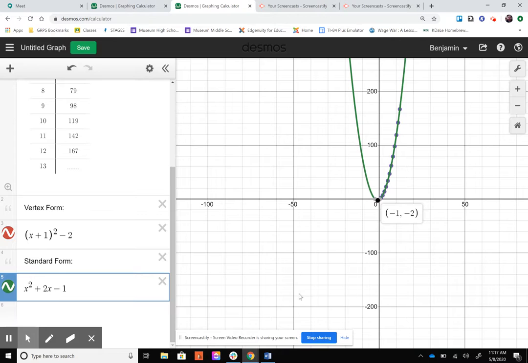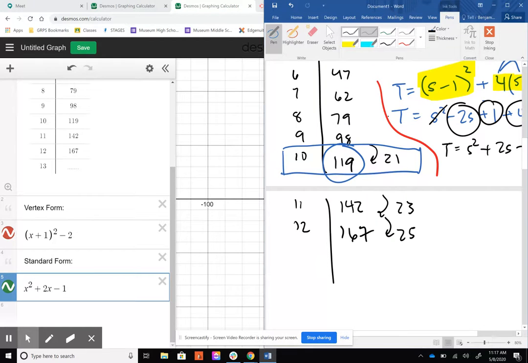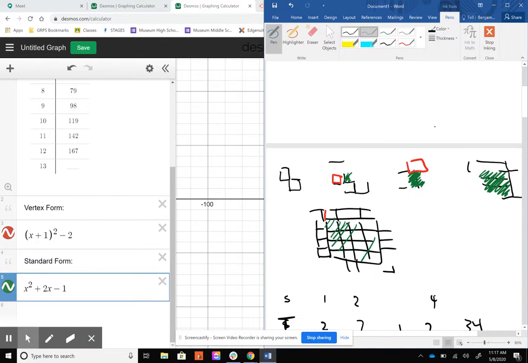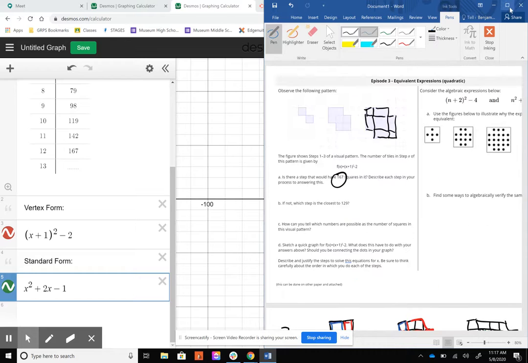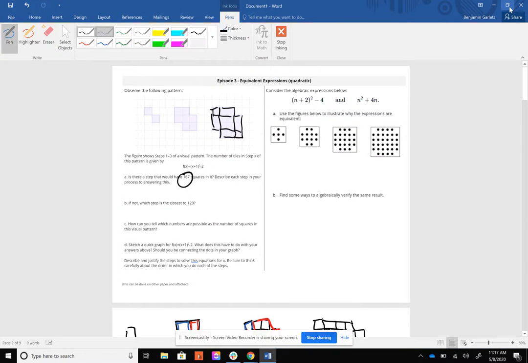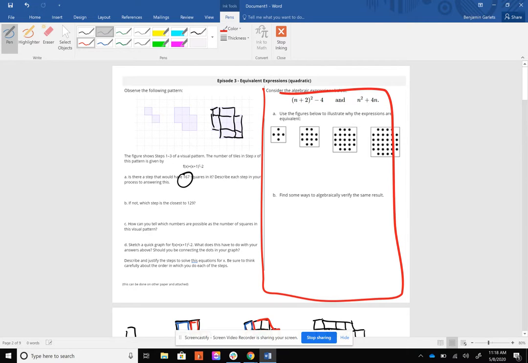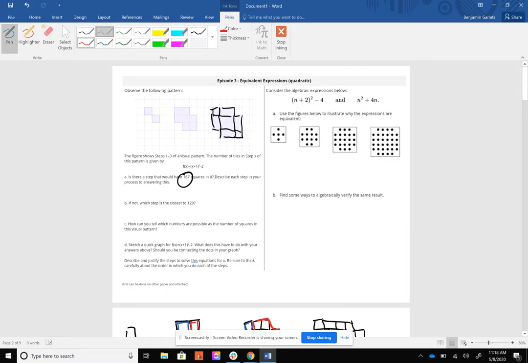I think that covers that first part of episode 3. If you have any questions, email me specifically. But if you look at the second task over here, the second task is very, very similar to the first task. Let me know if you have questions, but hope this helps.